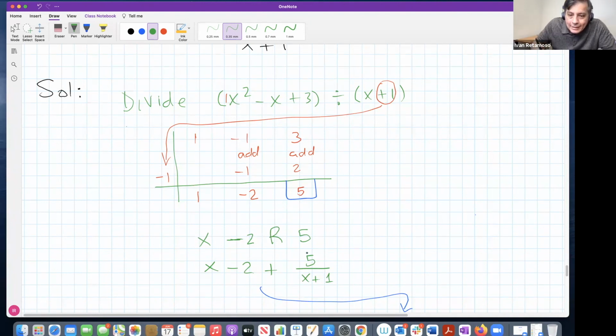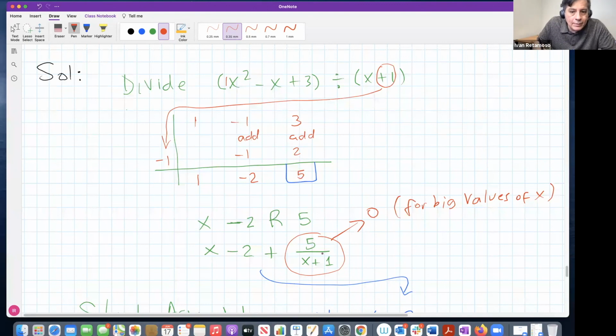But now notice that this part goes to 0 as x goes to infinity, right? For big values of x, this goes to 0. So it means that we can ignore this part. We ignore the part associated with the remainder, and we just keep this part.